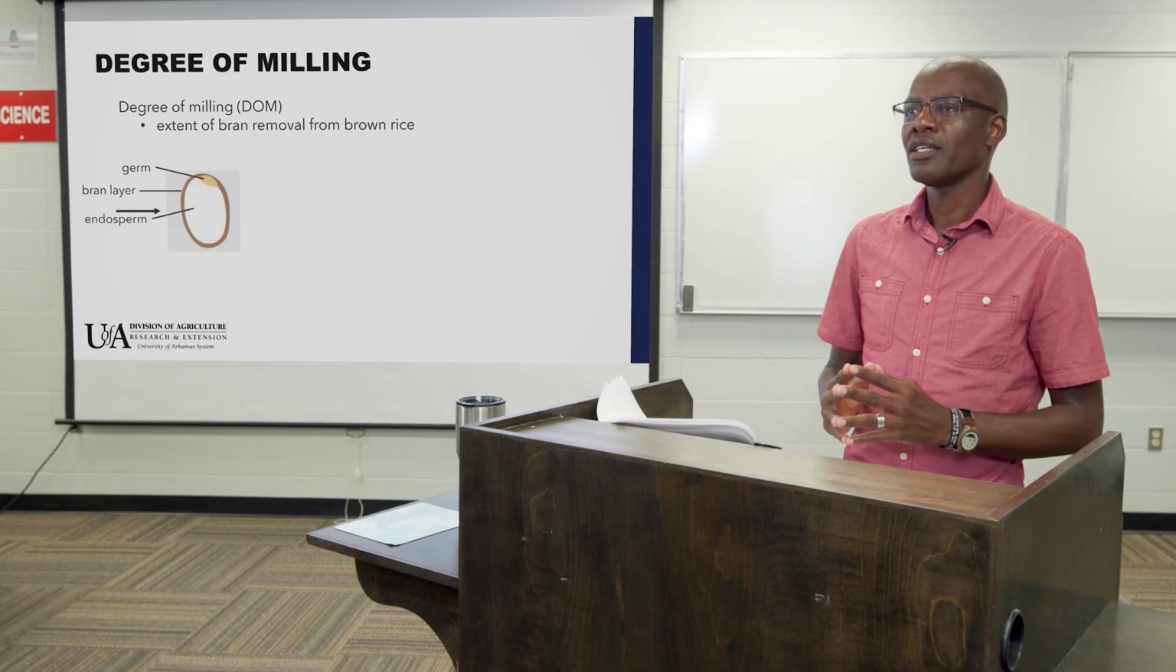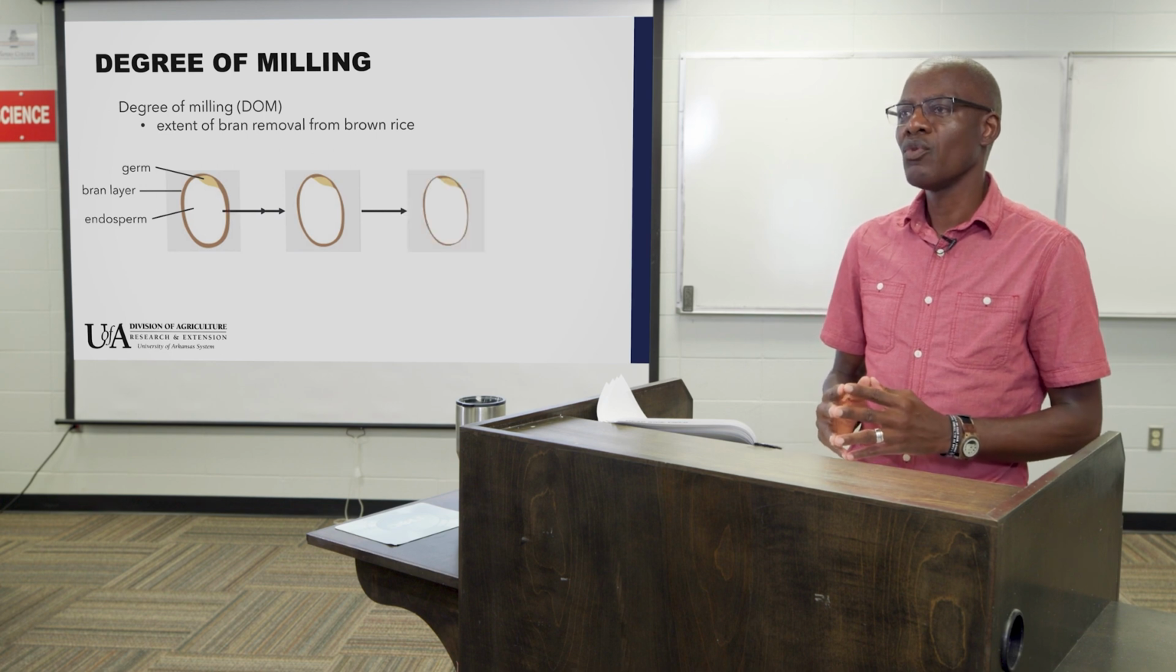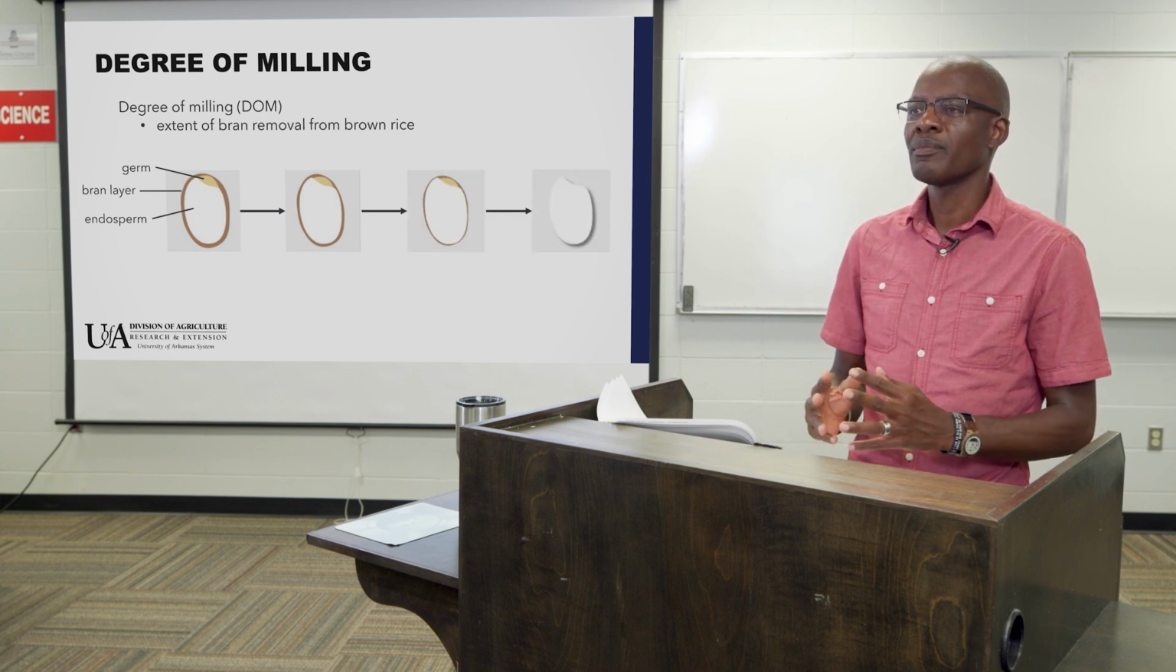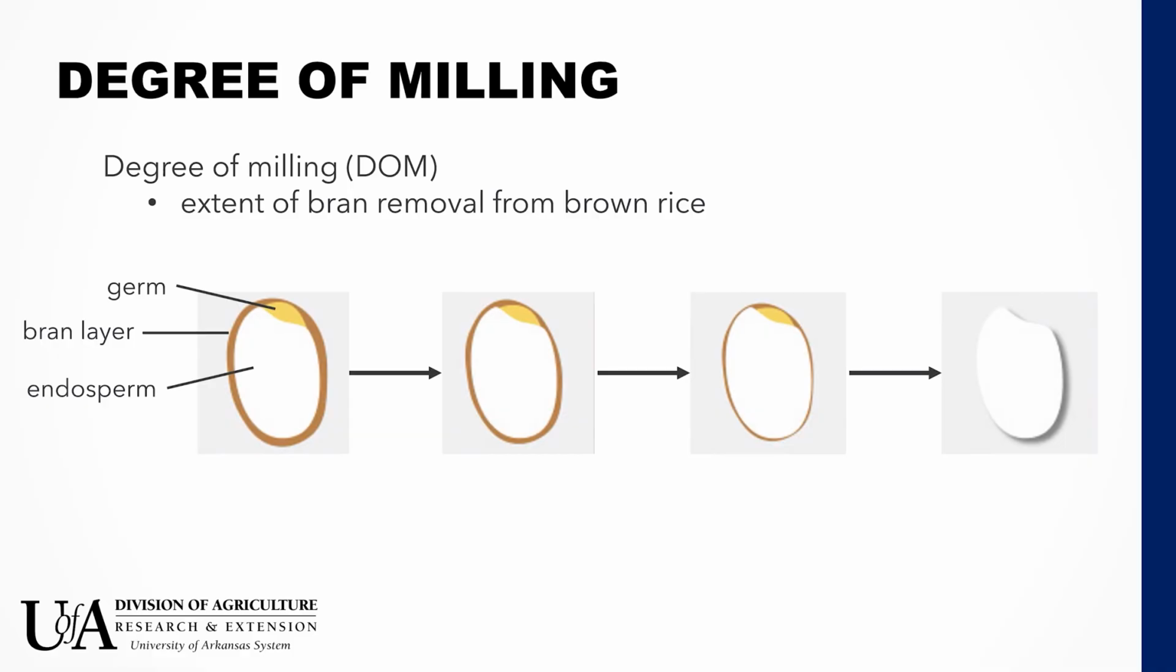Let's talk about the degree of milling. The degree of milling often is the extent to which bran is removed from the brown rice. As you can see in that picture illustration, it shows us there are brown rice with the bran on the surface. And so as we continue milling, we remove the bran, and we also remove the germ section of that rice as we proceed towards the endosperm. And so the more the bran that we remove, the higher the degree of milling. And so we can see towards the end, we end up with a white rice kernel where we have removed almost everything. We removed the bran as well as the germ.